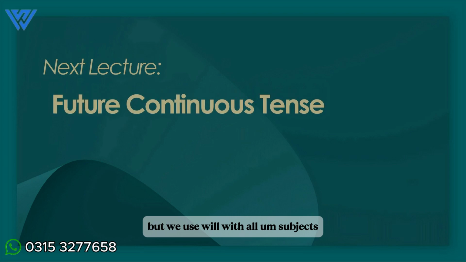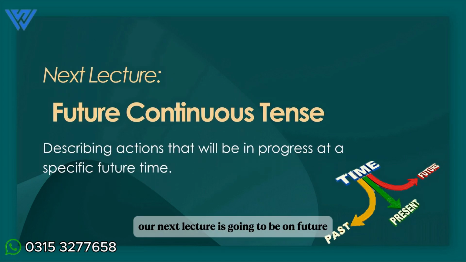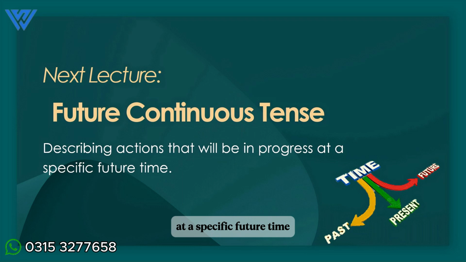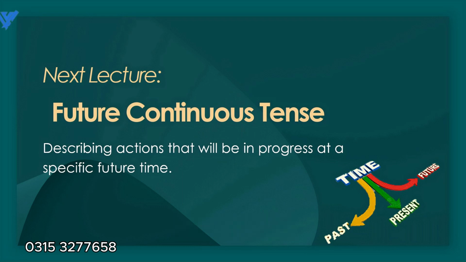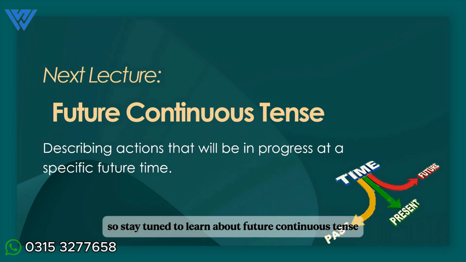Our next lecture is going to be on future continuous tense that is used for describing actions that will be in progress at a specific future time. Continued action होगा और future tense में होगा उसको हम किस तरह यूज करेंगे, कौन से auxiliary verbs यूज होंगे, we'll discuss in lecture number 10. So stay tuned to learn about future continuous tense.